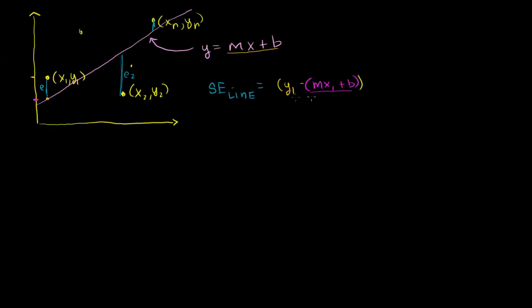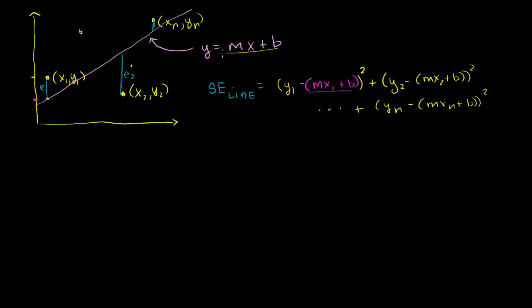And we want the squared errors between each of the points and the line. So that's the first one. Then you do the same thing for the second point, and we started our discussion this way: y2 minus (mx2 plus b), squared. Dot, dot, dot to show that there are a bunch of these that we have to do until we get to the nth point, all the way to yn minus (mxn plus b), squared.